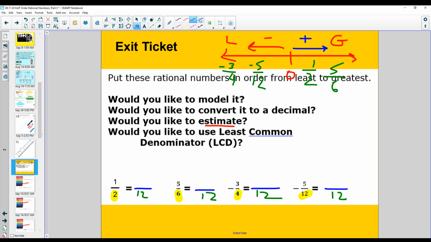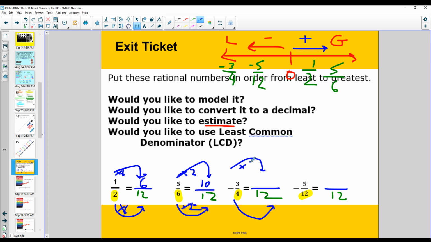So let's find equivalent fractions. How many groups of 2 go into 12? 6 times. So 1/2 is the same as saying 6/12. How many groups of 6 go into 12? 2 groups. So 5/6 is the same thing as saying 10/12. How many 4s go into 12? 3 groups. So 3 times 3 is 9. Don't forget the negative. And then 12, it's the same number. So this goes in 1 time, so negative 5.